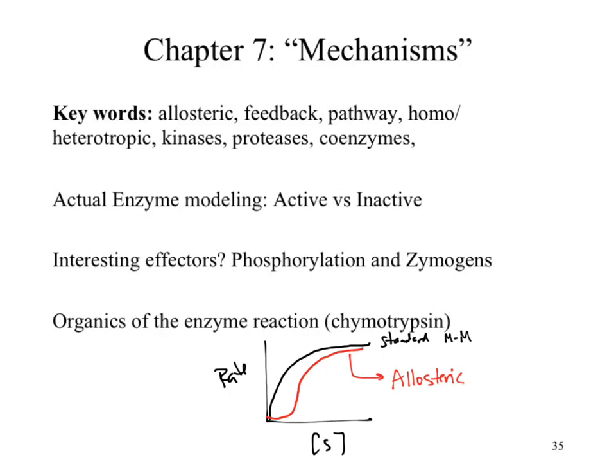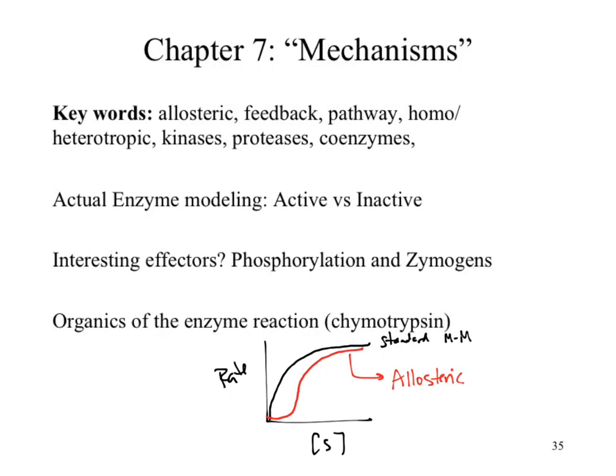You read ahead in the textbook? K a half. K 0.5. Okay, that's it. So it's mathematically solved the exact same way, but it loses a lot of the meaning. Some big keywords that pop up: allosteric, feedback, pathways, homo and heterotropic, kinases, proteases, and coenzymes. Make sure you know those definitions.